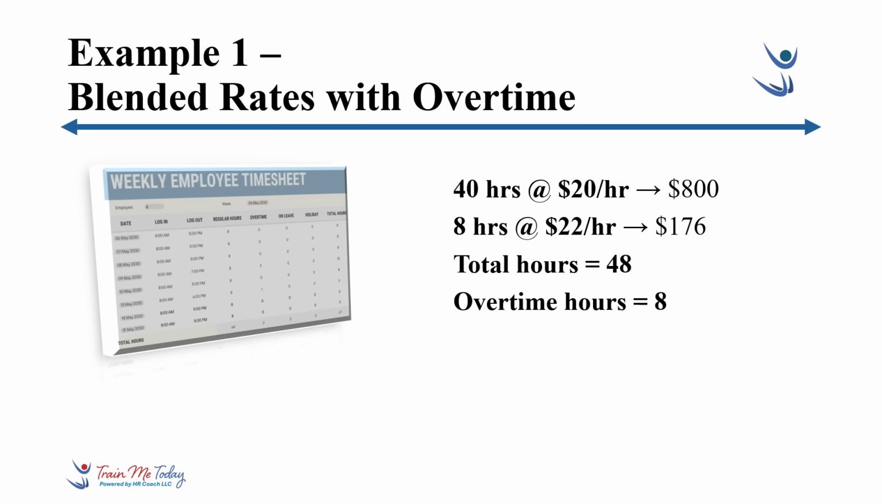In this example, the employee works 40 hours at $20 per hour and 8 hours at $22 per hour. That gives the employee a total of 48 hours worked in the work week, which means there are 8 overtime hours.